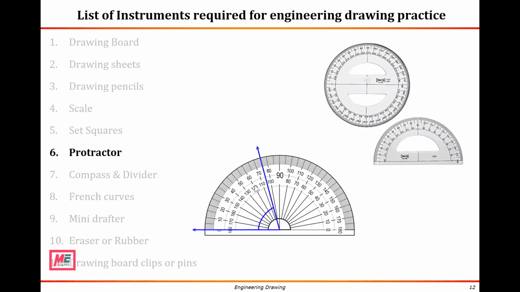Number 6. The protractor. The protractor is used to measure angles, and then we draw inclined lines with straight edges. It is also used to measure and draw angles which cannot be drawn with set squares. Protractor can be semicircular or full circular. It is graduated to 1 degree along its circumferential edge. It is numbered at every 10 degrees interval and readable from both the ends. Protractors made of wood, plastic, cardboard are available.